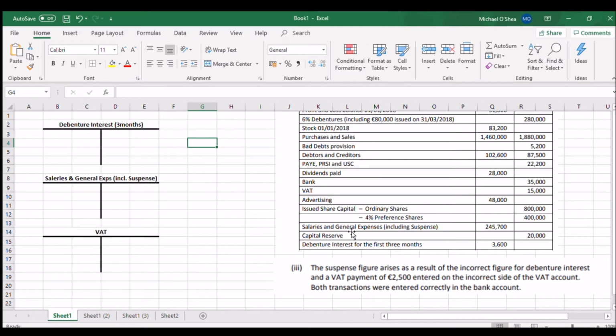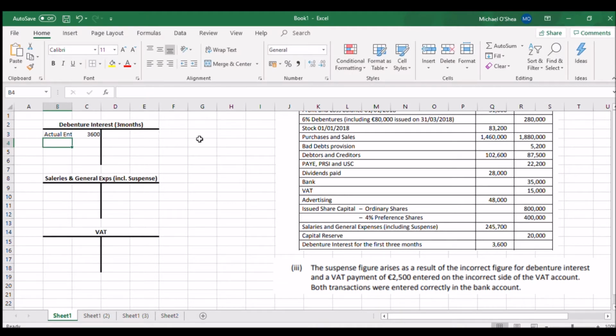This is my debenture interest payment figure for the first 3 months. So this is the figure that they put in incorrectly. That figure is a debit figure in my debenture interest account, a debit figure of 3,600, and that was the actual amount that's in the trial balance. That was the amount that was entered. What should the figure have been?